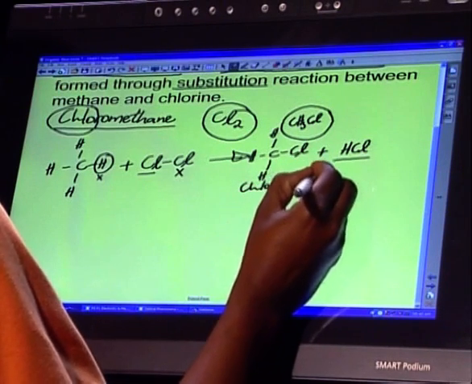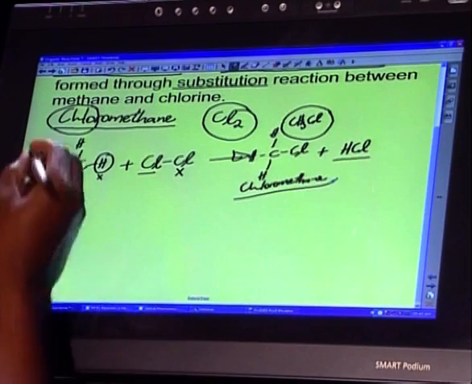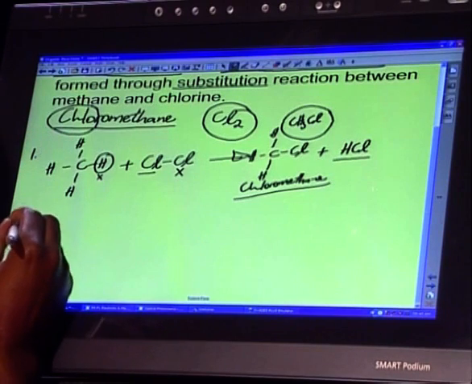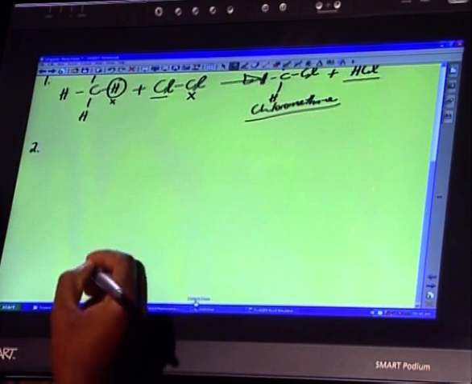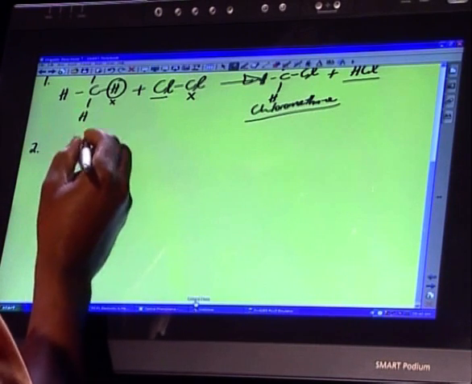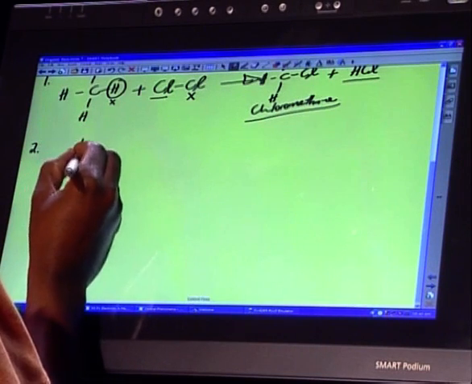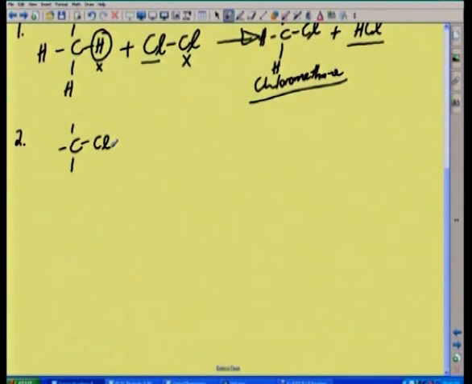Okay, so that is how chloromethane is formed by substitution there. So that was the first one. The second one we have to talk about is dichloromethane. Now, if we're moving to dichloromethane, we should be moving from chloromethane. So we are from there, chloromethane. You can see it is chloromethane because of that Cl over there.